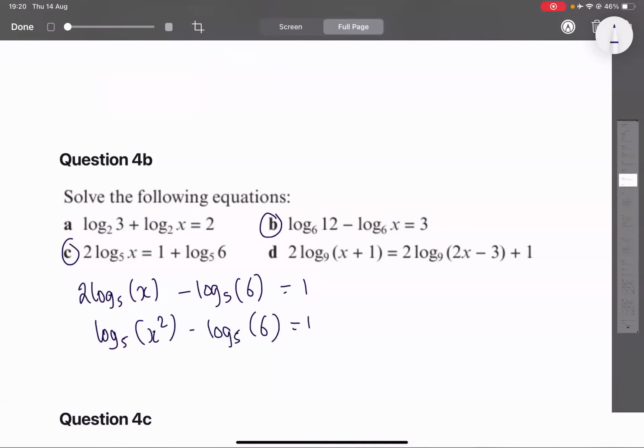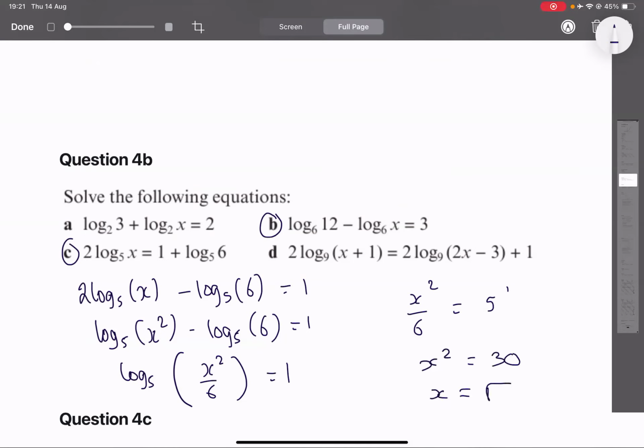And now you can combine them. So you get log 5 x squared over 6 equals 1. And then you can do the same steps from the previous question. X squared over 6 equals, what would it be? 5 to the power of 1. Perfect. So therefore x squared equals 30. So x equals square root of 30. It would be plus or minus, but you can't have negative logs, so it's actually just going to be the plus version.